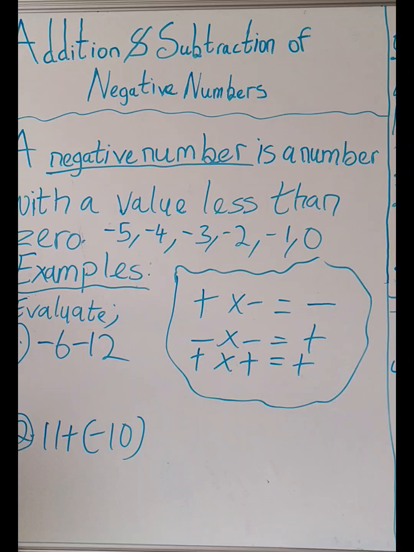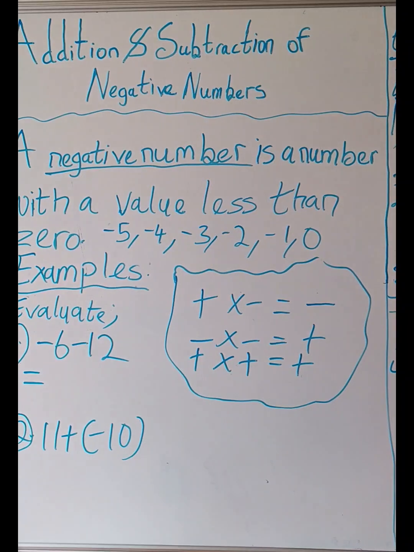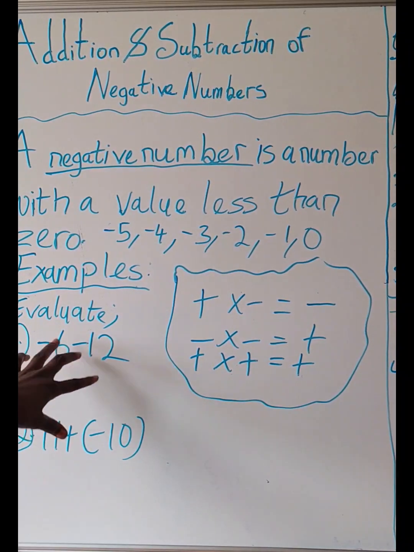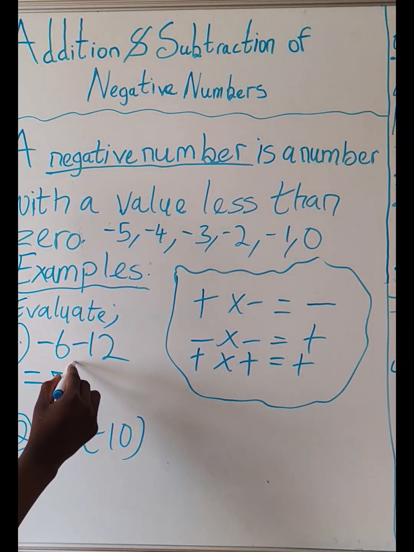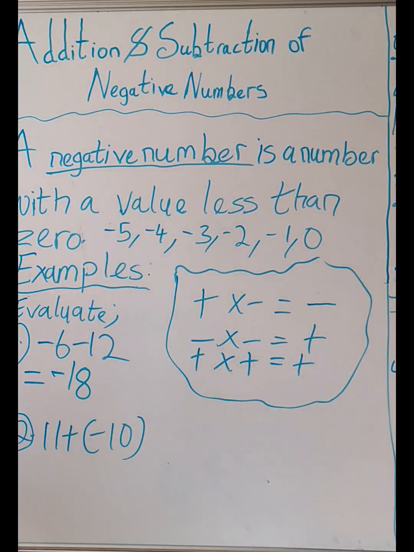So minus 6 minus 12 is going to give me, so you have minus 6 and you have minus 12. You are going to add minus 6 and minus 12 together, which is going to give you minus 18. I hope you understand what I'm saying. Let me move on to the next example.